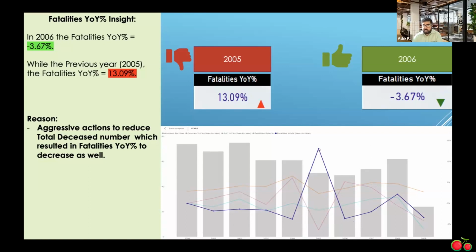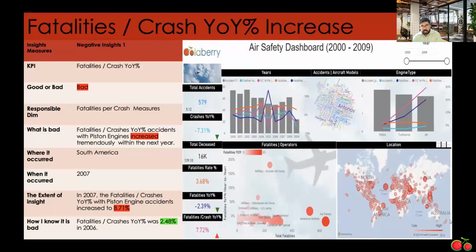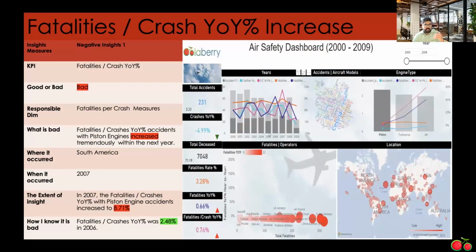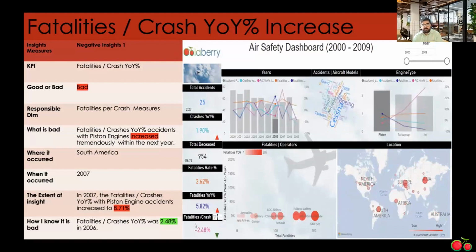Now, after analyzing two positive insights from the dashboard, there were two negative insights as well. And unfortunately, fatalities over crashes year to year was increasing with the piston engine accident. So in 2006, it decreased by 2.48%. But then in 2007, it increased to 8.71%.